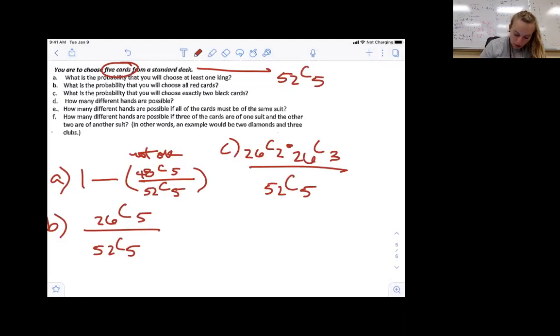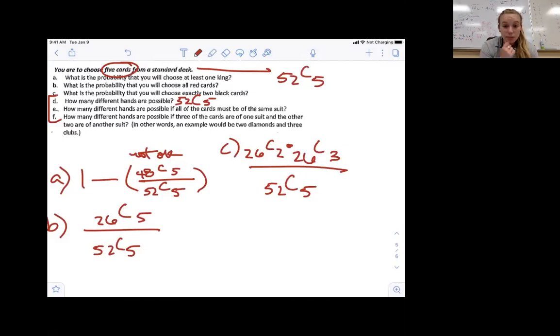Okay. So 1, A, B, and C are all probability. D, E, and F just say how many different hands. So I'm essentially just doing the top part. I'm not dividing it by 52 choose 5. Except the letter D says how many different hands are possible. Well, we've been using that this whole time. 52 choose 5 is how many possible hands there are if we have 52 cards in a standard deck and I only get 5.